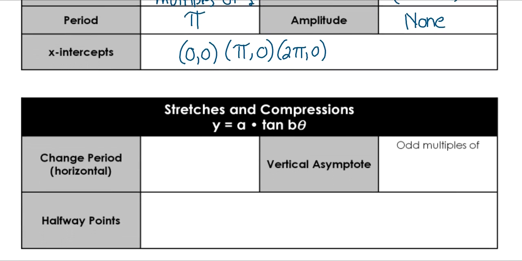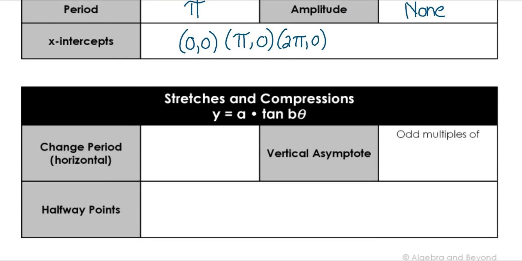All right, so let's see what happens when we stretch and compress that tangent function now. So the period changes that same way. Our period is pi in the parent function, so it would change by the absolute value of b. Remember, b is what we're multiplying that theta by.